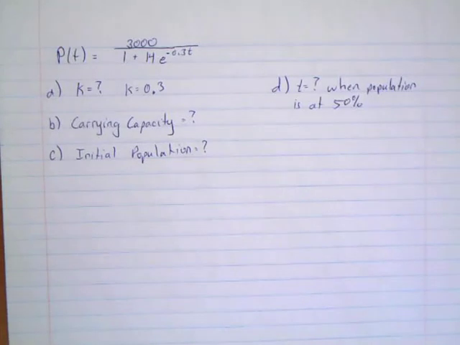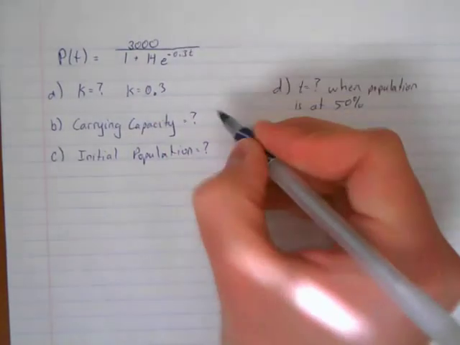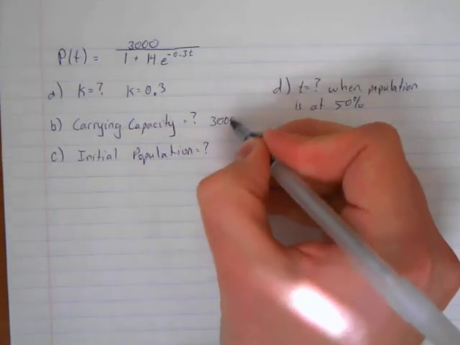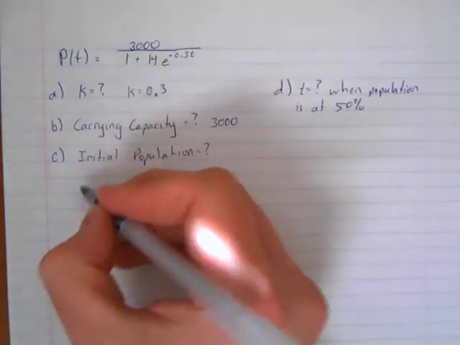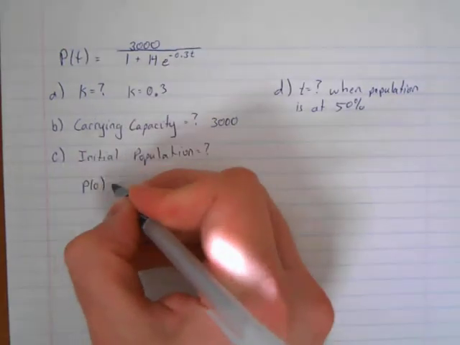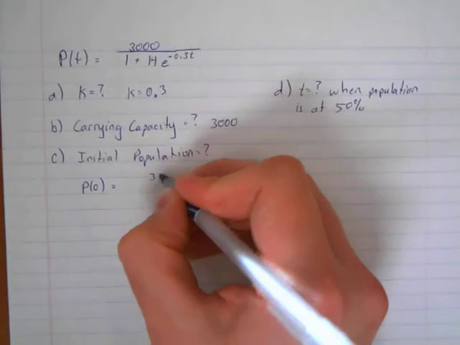Okay, the next question is, what is the carrying capacity? All right, that's pretty easy too. It's 3,000. It's whatever number's on top. Third question is a little bit more work involved, but it says, what is the initial population? Well, the initial population happens at P of 0. So what we need to do is find P of 0.